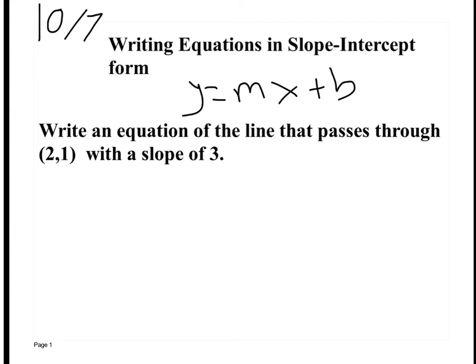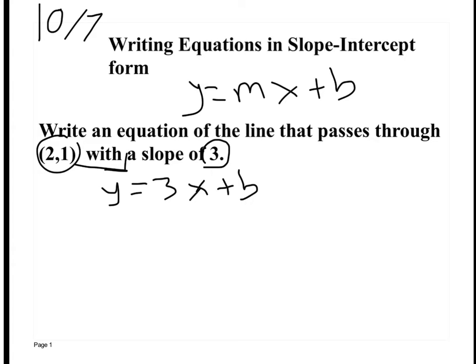Okay, they tell me my slope, don't they? My m. What is my m? 3. Okay, so this is what I have at the moment, right? y equals 3x plus b. To write an equation in slope-intercept form, I need to know b, correct? So what I do is I take the point they give me and I plug it into the equation.